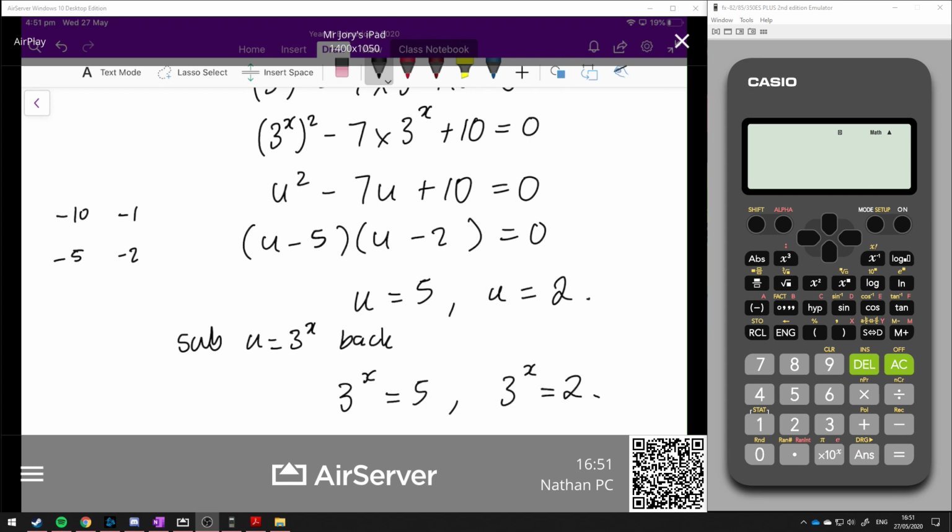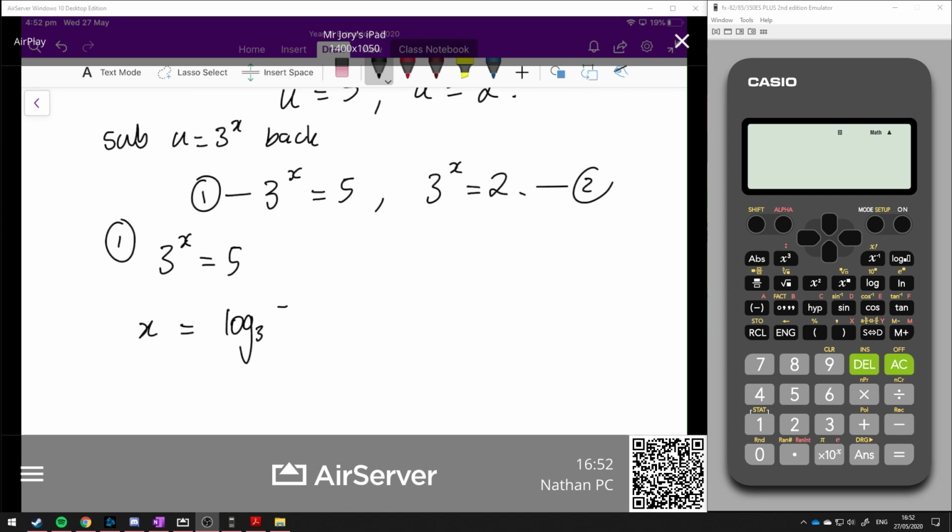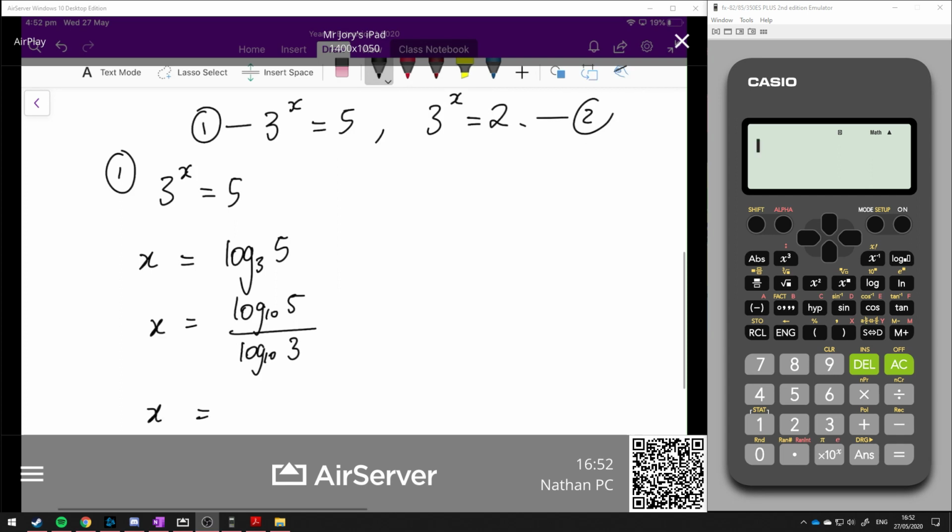Just like with a regular quadratic, this one's going to give us two solutions as well. 3 to the power of x is equal to 5, and 3 to the power of x is equal to 2. So again, we need to solve these using our change of base. I'm going to call this one number 1 and this one number 2. For number 1, we get 3 to the power of x is equal to 5. Rearranging this, we get x is equal to the log base 3 of 5, okay? Now using that change of base, we've got log base 10 of 5 over log base 10 of 3, and so therefore x is equal to that, and we can put it in our calculator to get a solution.